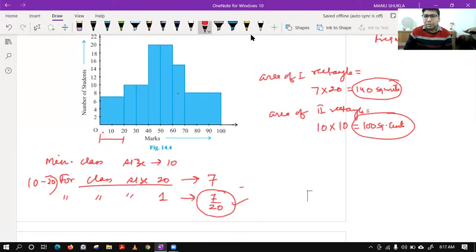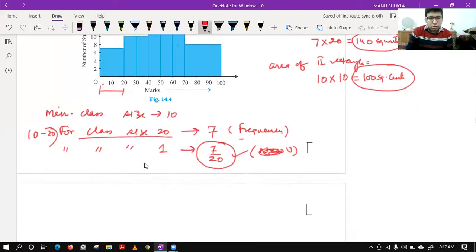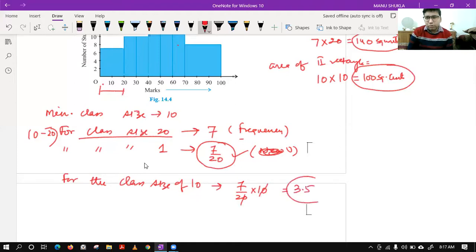If I make the class width 10, what will be the new frequency? Yes, one second. This is also frequency only. So for the class size of 10, this frequency becomes 7 upon 20 multiplied with 10. Let me cut this. It becomes 3.5.